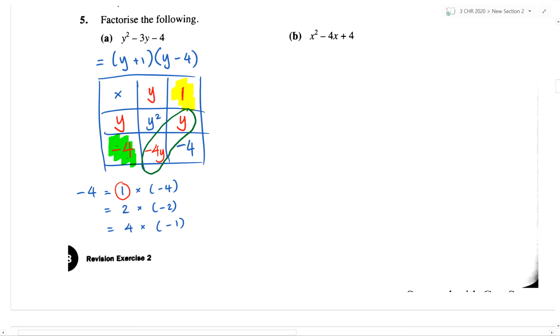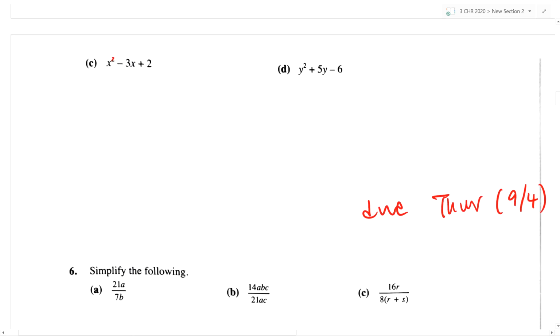Next, please do part B by yourself. I will help you with part C. So again, we are factorizing something with an x square. Draw your 9 boxes.